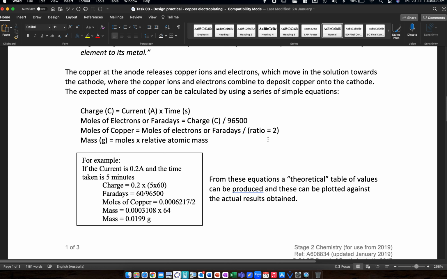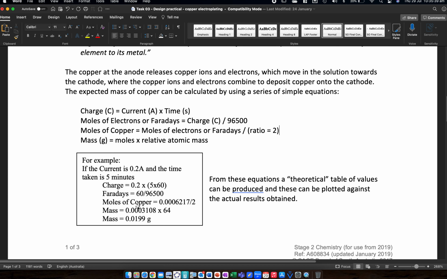If it had been like copper 3 plus, which doesn't exist, we'd be dividing by 3 because we need 3. If it was just copper plus, Cu plus, you would just divide it by 1. For every 1 electron, you get 1 copper. That's what that's saying: how many moles of electrons divided by that. And then we can work out the mass by just using moles equals mass over molar mass, rearranged.